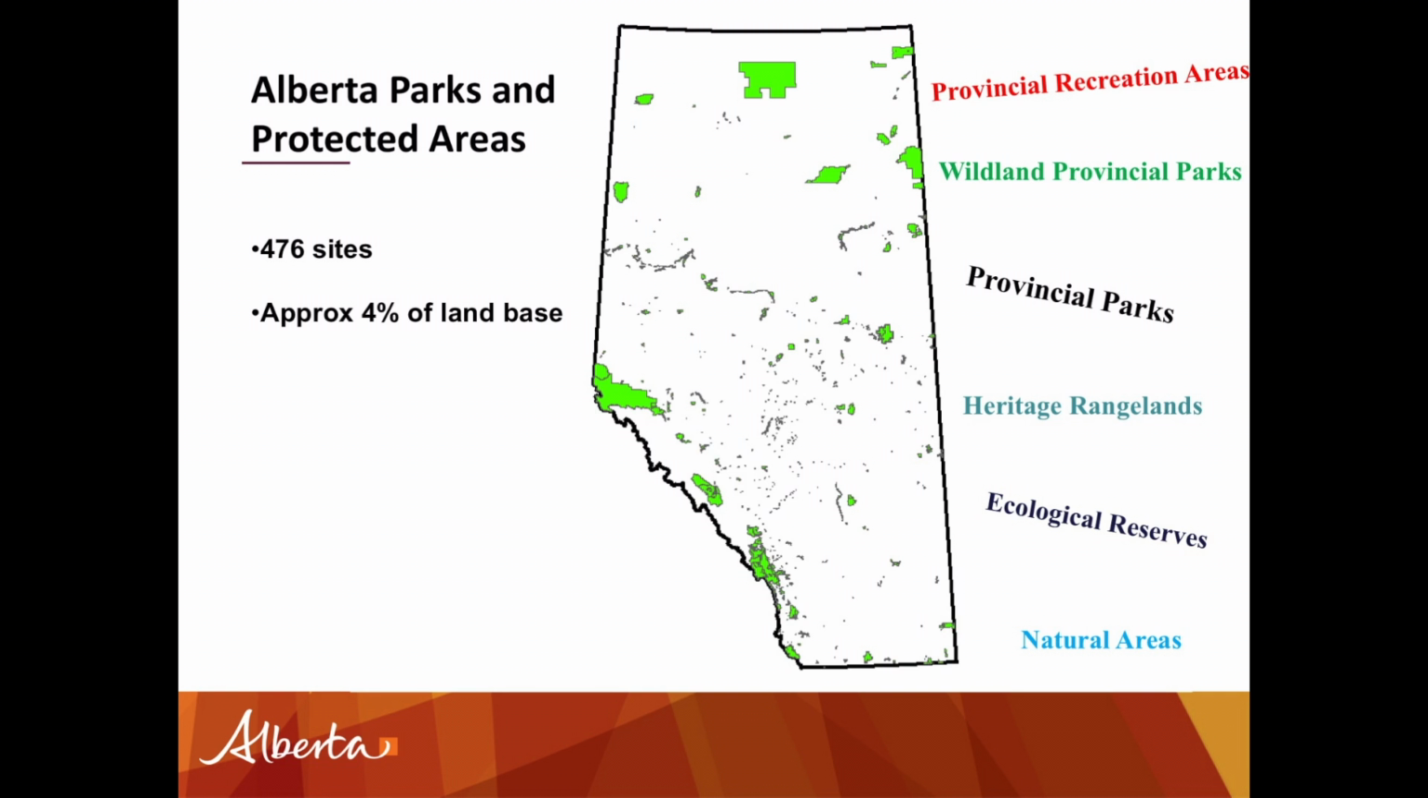The Alberta Parks and Protected Areas network is made up of 476 sites, approximately 4% of the land base. We have everything from provincial parks down to natural areas within those 472 sites.